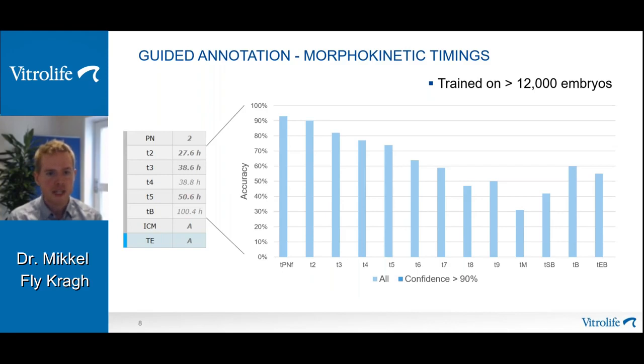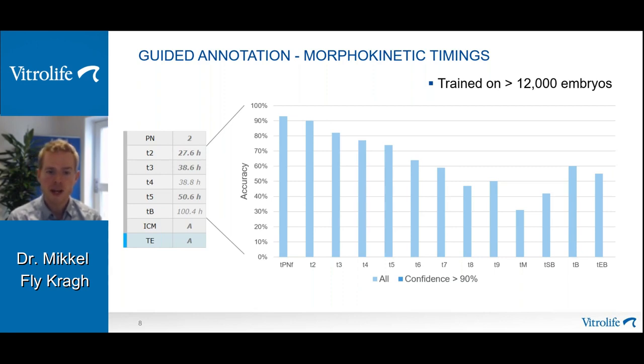If we look at morphokinetic timings, it's clear that the AI algorithm can more accurately estimate timing events during the early development stages. Here we see that the timing predictions are correct around 90% of the time for the first few timing events. And it then gradually drops down to around 30% for some of the later stages that are also more difficult to annotate.